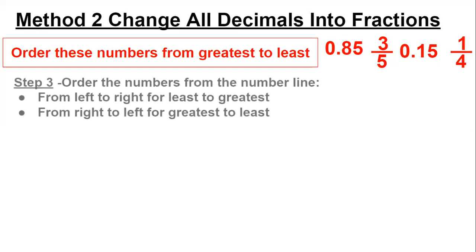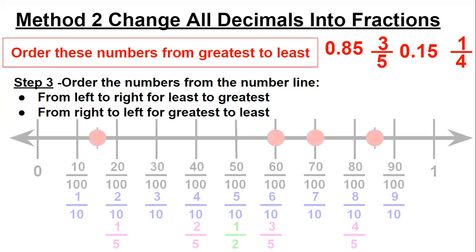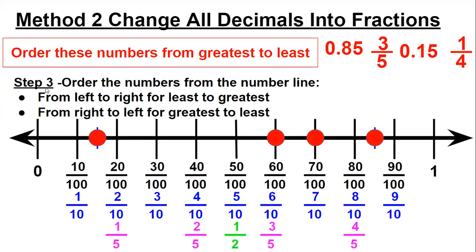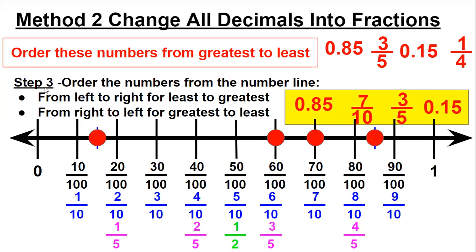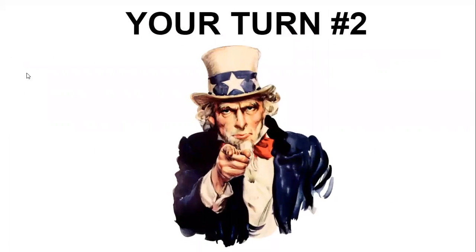And now we want greatest to least, so we're going to take it from right to left. So on the next screen here, we'll bring those numbers back. We're going to order from right to left. There's our number line. So what's the biggest? 0.85, 7/10, 3/5, and 0.15 is the smallest. So that's method 2. If you like that method better, you can use that method. Okay, now you get to try ordering some fractions and decimals. See you back in a minute.